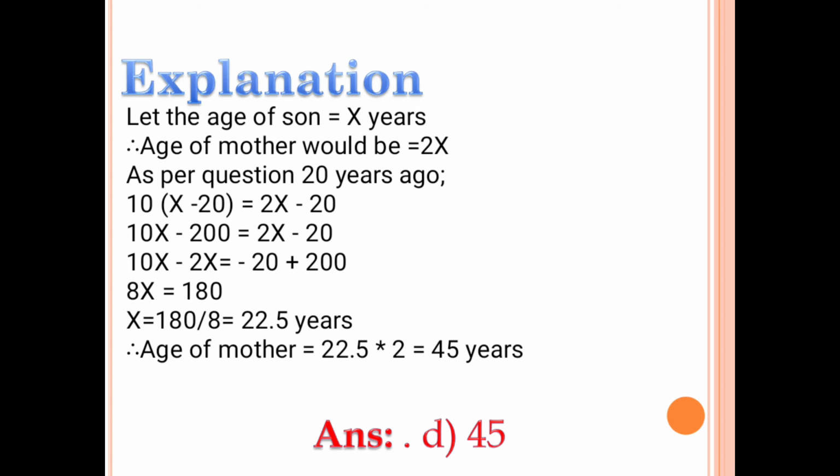So what will we get? 10x minus 2x equals minus 20 plus 200. Then 8x is equal to 180. Then x is equal to 180 divided by 8, that is equal to 22.5. So that is the current age of the son. Then what is the mother's age? That is twice the son's age. So 22.5 times 2, 45 years.